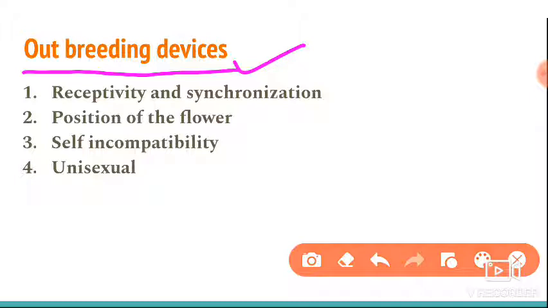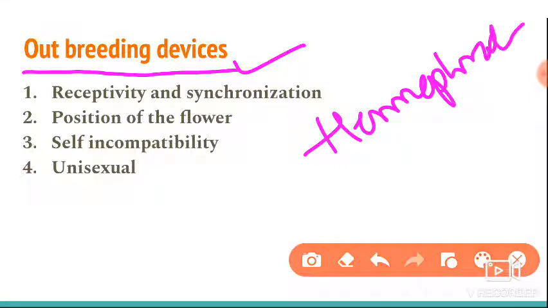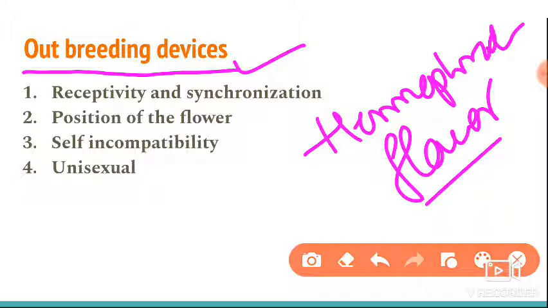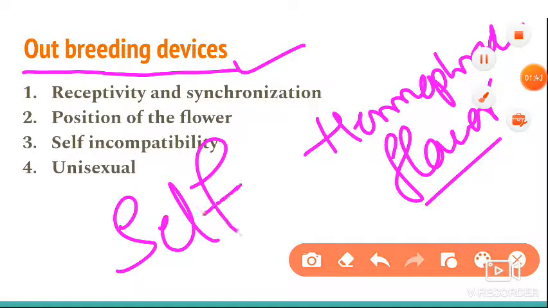Plants usually produce hermaphrodite flowers. It means both the reproductive organs are present in the same flower. Stigma is in the same flower, and anther is also in the same flower. So what will happen? The exchange of pollen grains occurs within the same flower. In the same flower only, the pollen grains are transferred to the stigma. That condition we call self pollination.